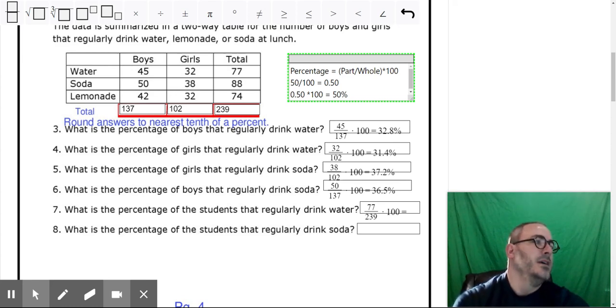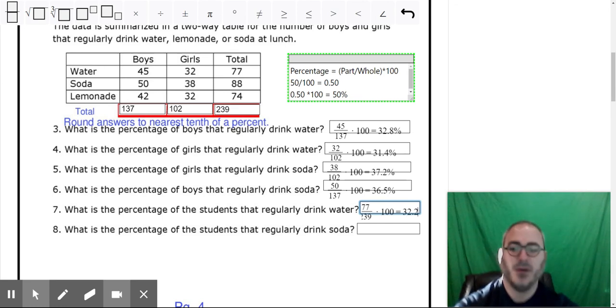32.21757322. Round to the nearest tenth. My 2 is in my tenths place. There's a 1 in my hundredths place. The 1 is less than 5. Therefore, the 2 stays the same. 32.2. 32.2%. All right.